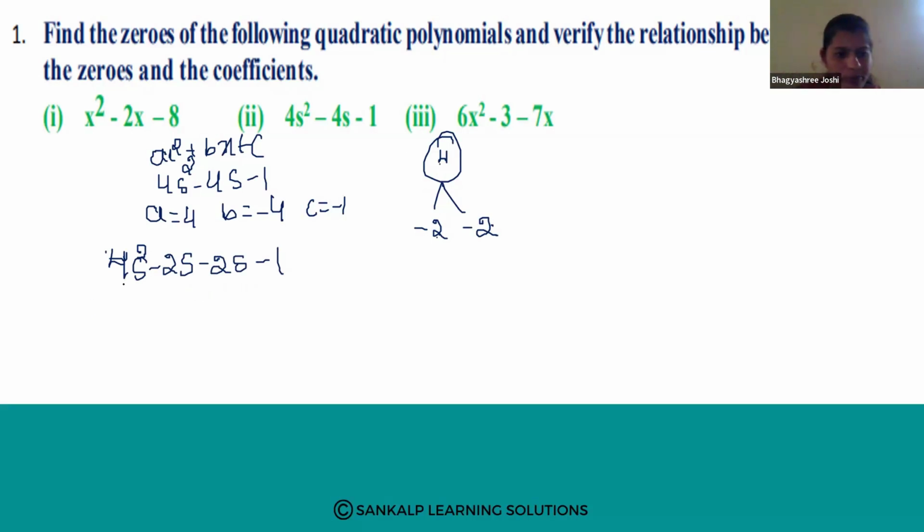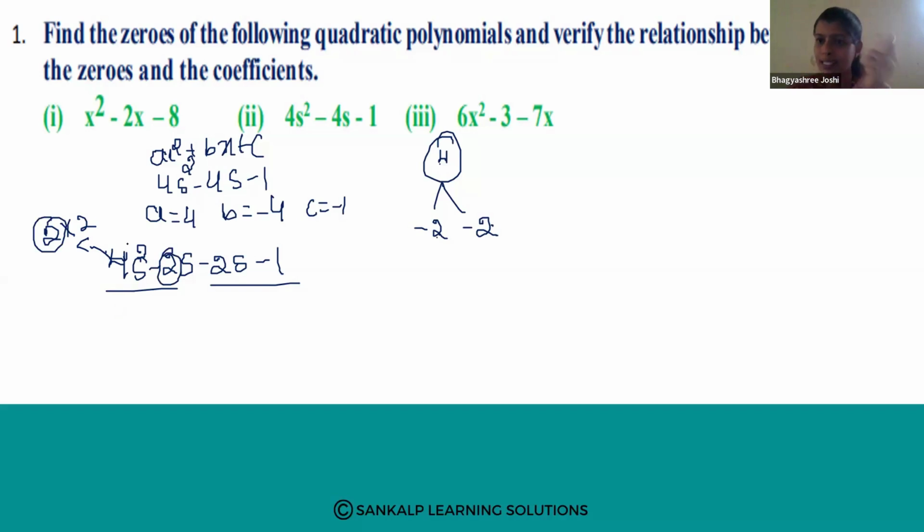Now take common between these two. Which one is common? 2x is common. Yes or no, children? 2x is common. Why? Because 4 can be written as 2 into 2. Here also 2 is there, here also 2 is there.